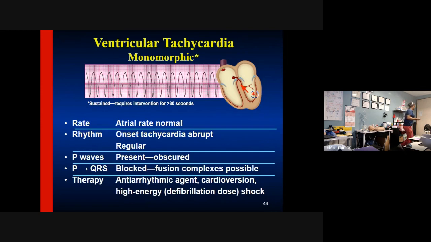All right, monomorphic VTAC. That's your tombstones that you see there. That's the one that the EKG machine, the AED machine detects, and it's going to shock. This is cardiac arrest, normally, if they have no pulse and no breathing.